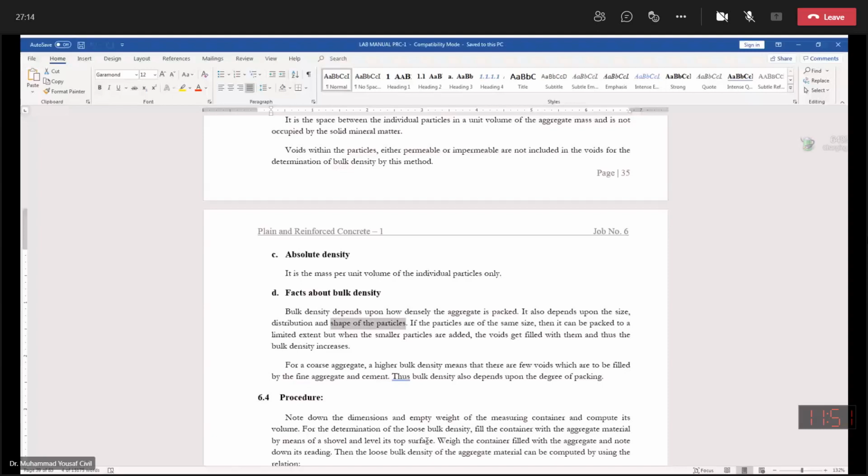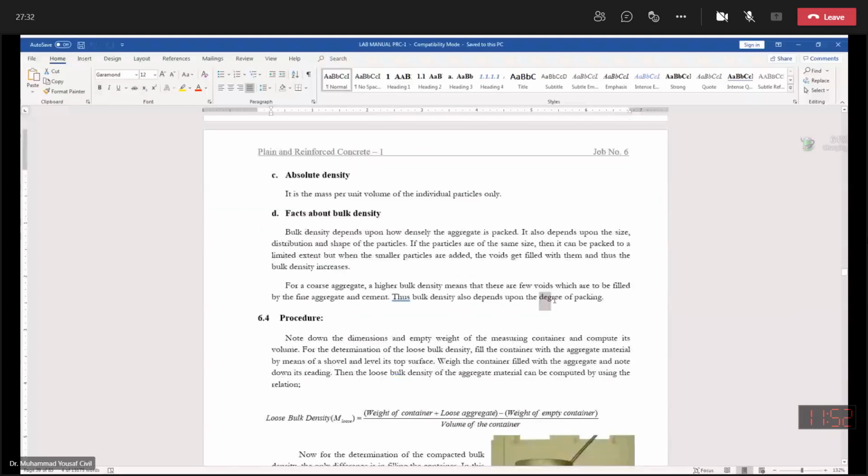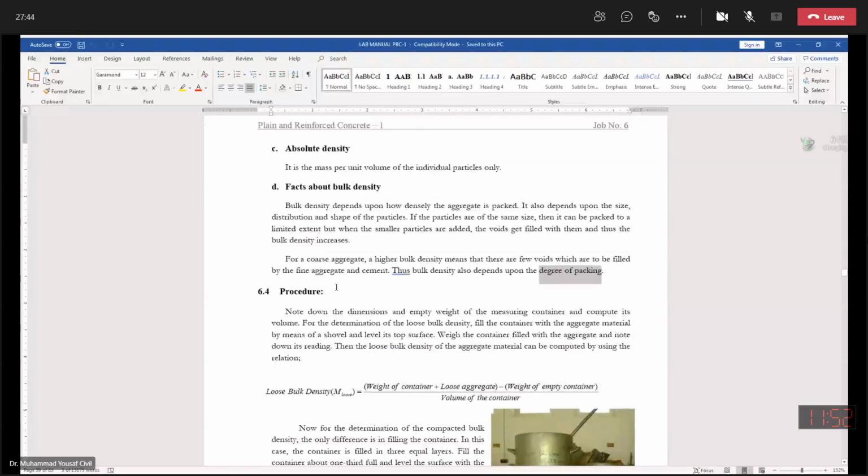If the particles are of the same size, they can be packed only to a limited extent. If the voids get filled well, the bulk density will increase. This is very simple, and you can also get an idea about the degree of packing. If all sizes of the particles are present, the degree of packing will be good. As far as types of bulk density are concerned, there are three types of bulk density.